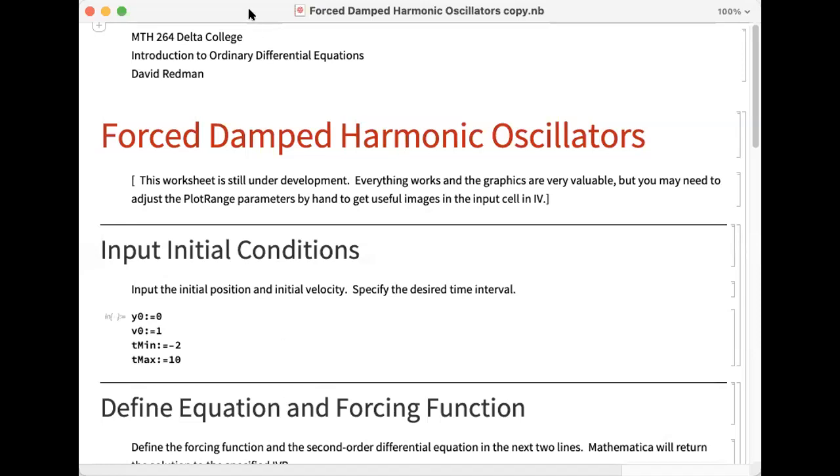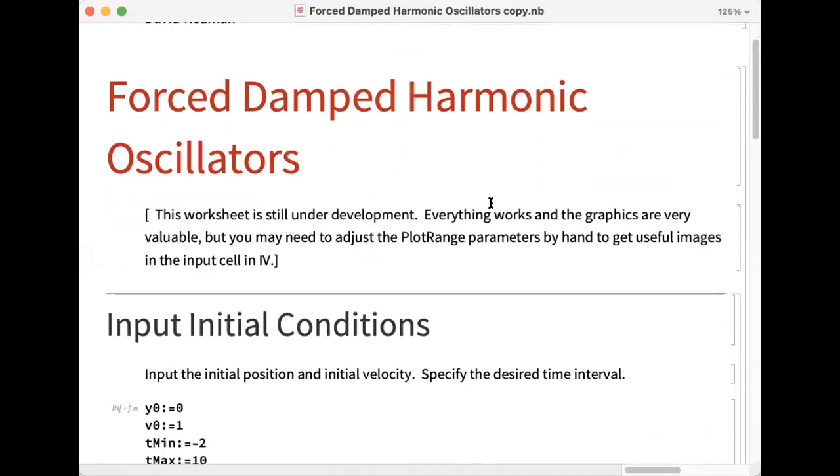And let me make sure you see what I see. Okay, can I make the words a little bit larger? Slightly. Okay, so here we go.